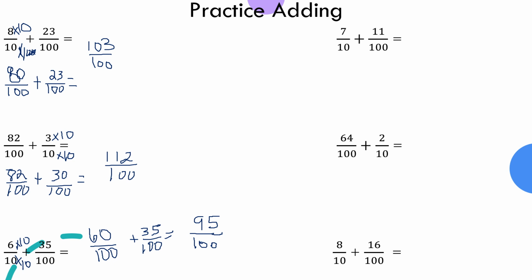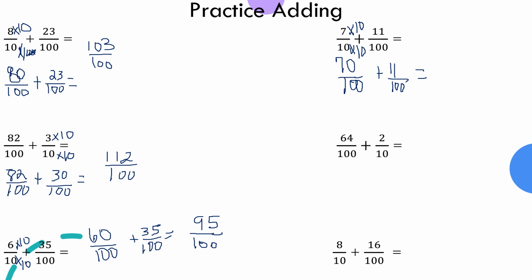All right, 7 tenths plus 11 hundredths. 10 and 100, I'm going to the 10 and multiply by 10. What you do at the bottom, you do at the top. My new equation, 70 over 100 plus 11 hundredths stays the same. I don't have to do anything to that because it already has the 100.